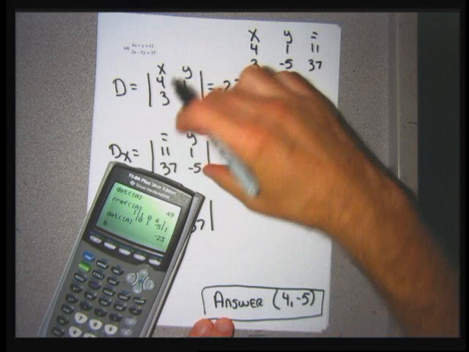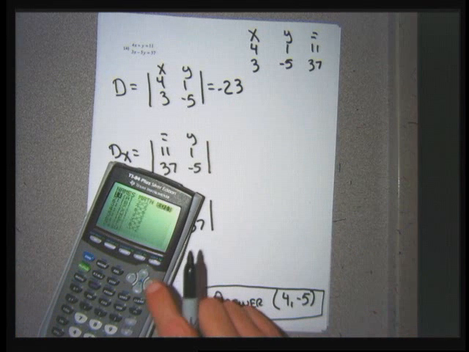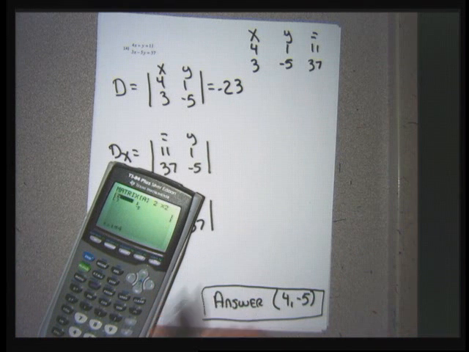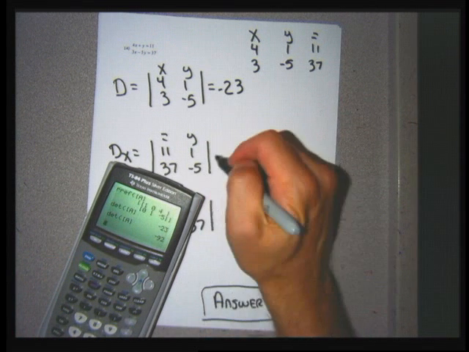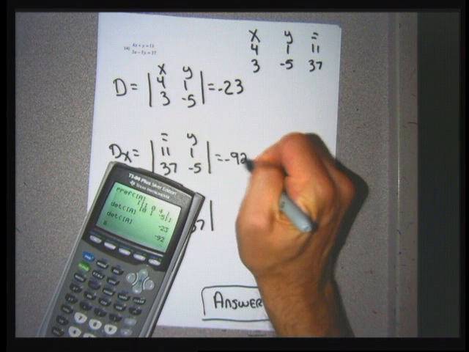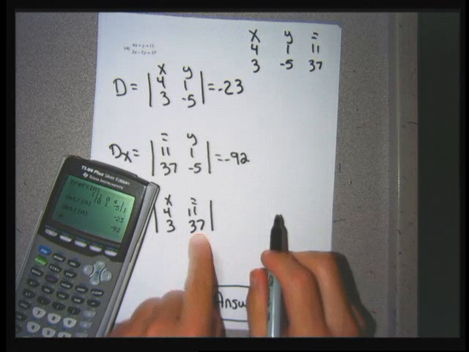Now I'm going to do this next determinant. So I'm going to go second matrix edit and enter 11, 1, 37, and -5. Second quit. Since I just did determinant, I could hit second enter to do the determinant again. This determinant is -92. And then the last determinant, I'm going to go 4, 3, 11, 37.